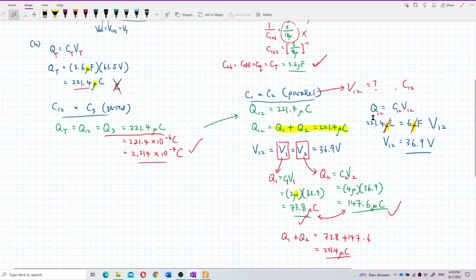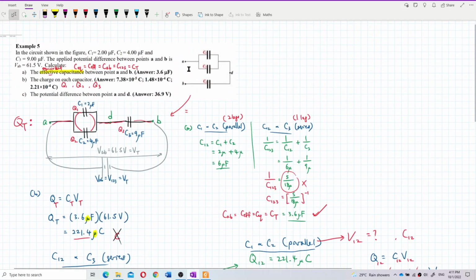Q equal to CV. I want to find the charge, I want to find the voltage, I can just use Q equal to CV for anything. Whether I want Q total, C total, V total, or Q12, C12, V12, or Q1, C1, V1, Q2, C2, V2, I can find any value I want.